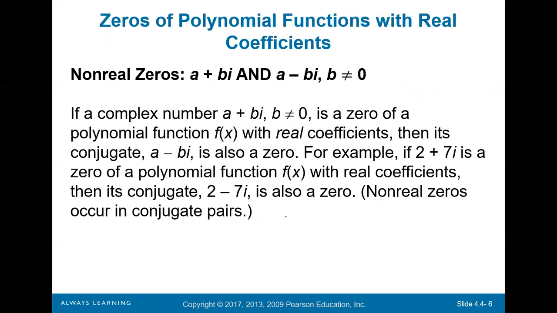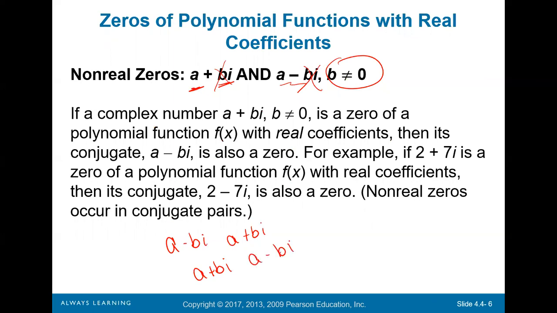Now, non-real zeros, a plus bi, where a is the real part and bi is the imaginary, and we can have a minus bi, where b cannot equal 0, because if b equals 0, then it's all real. There's no imaginary part to this. The conjugate of a minus bi would be a plus bi. If it's a plus bi, the conjugate to that would be a minus bi. For example, we have 2 plus 7i, and what would be the conjugate? Well, the conjugate would be 2 minus 7i.